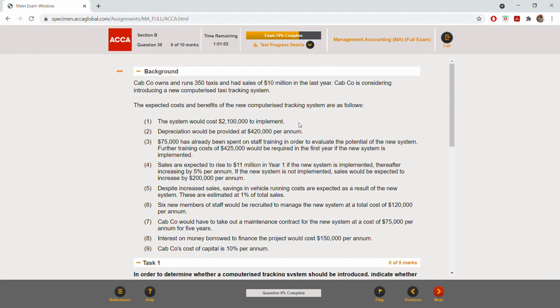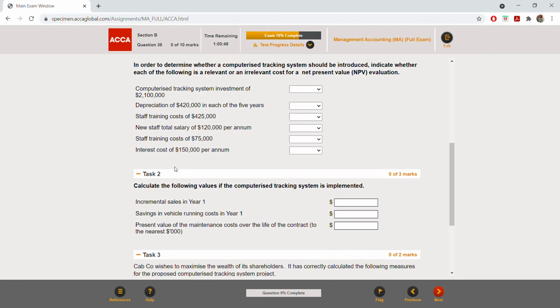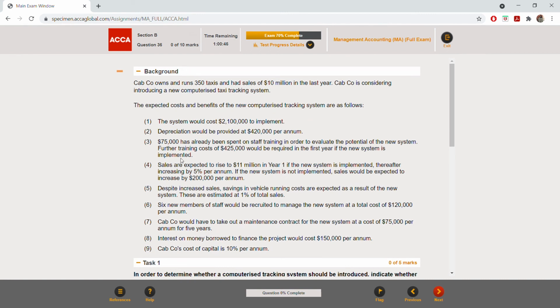This is how our management accounting questions will look like for all ACCA students who are planning to do management accounting. Section A, and section B will be like this. You will be given a long background like this and you'll be given a lot of tasks to do, which will be plenty big enough. It will take time, so we'll proceed from here in the next video.